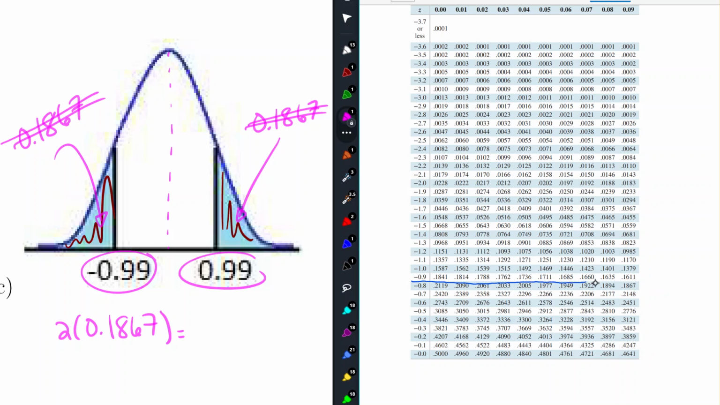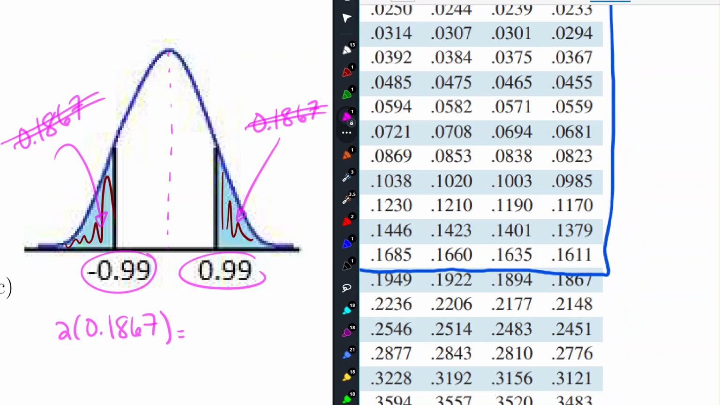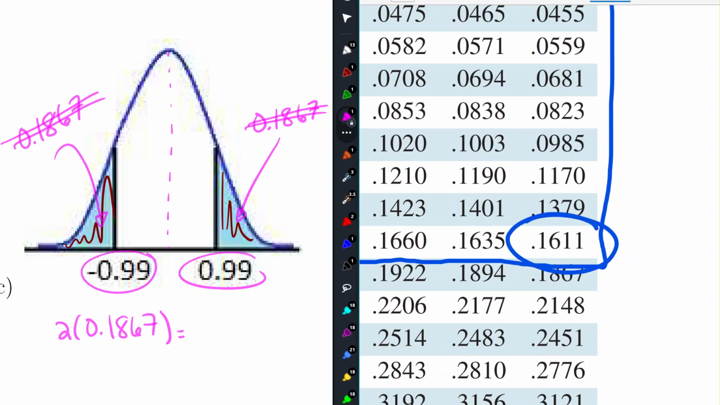This is the negative 0.9 row. This is the 0.99 column. So as I zoom in here, I see the value is 0.1611, not what I said earlier. So let's correct that. You probably were wondering what I was doing wrong. So now we've corrected that. We also need to correct this value. So make sure you're not skewed as you're looking through the chart. 0.3222. Great. So that is the area shaded both to the left of negative 0.99 and to the right of 0.99.